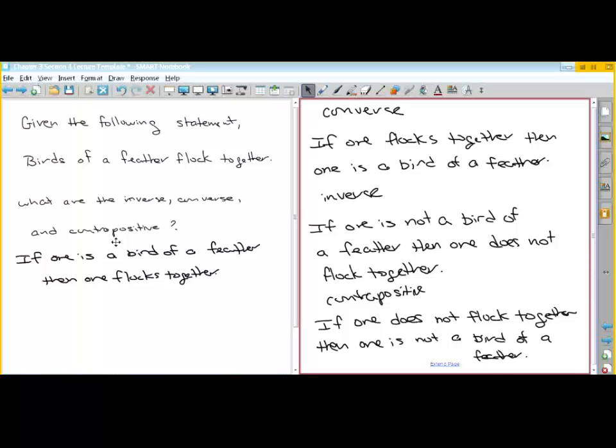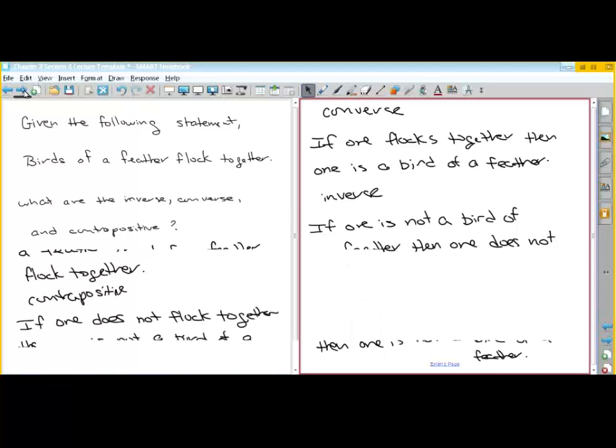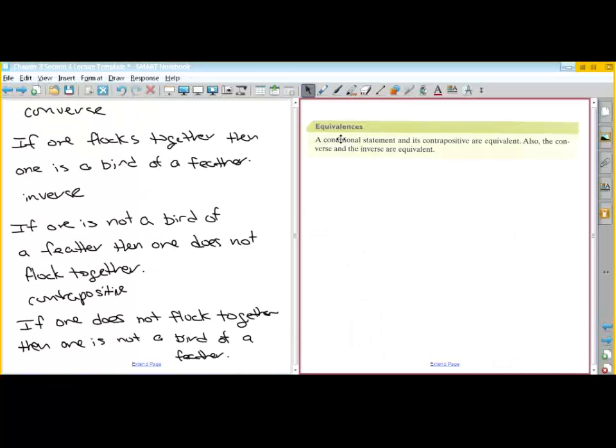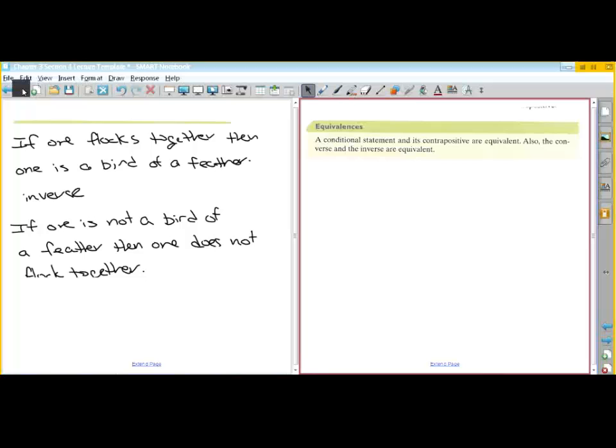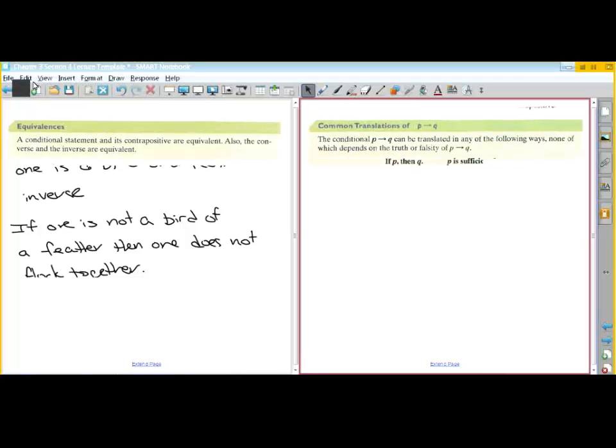So what you might have to do on a test is, if I gave you a statement, you'd have to write what the inverse, the converse, and the contrapositive would be. So if you were putting it down in your notes, I might just write what they are. You know, converse is if Q then P, and the inverse is if not P then not Q, and then you could just put it in there. So that's kind of what we're looking for. A conditional statement and its contrapositive are equivalent, and also the converse and inverse are equivalent. We already talked about it.